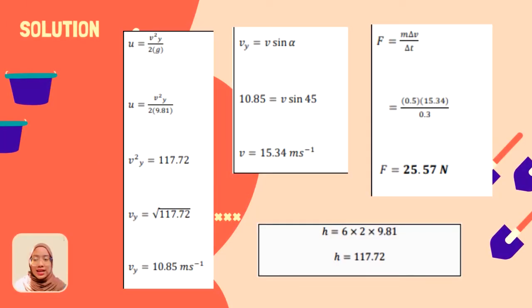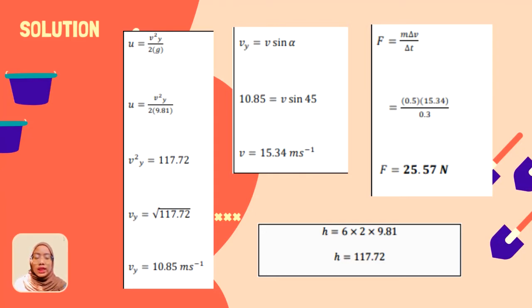Solve the question that I've read before. We use this equation, which is v_y squared equals 2 g h, where gravity is 9.81. As we know here, the initial speed for the question is 0, so we need to replace it with the height equation. Height is 6 meters times 2 times 9.81, so we will get 117.72. So the value for v_y squared is 117.72. But here, we only need the v_y value, so we need to square root it. So v_y we will get 10.85 meters per second.